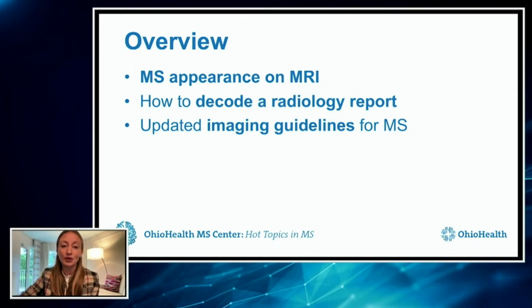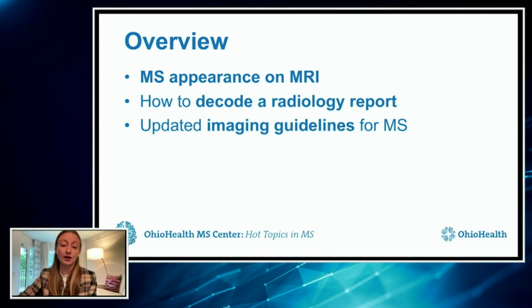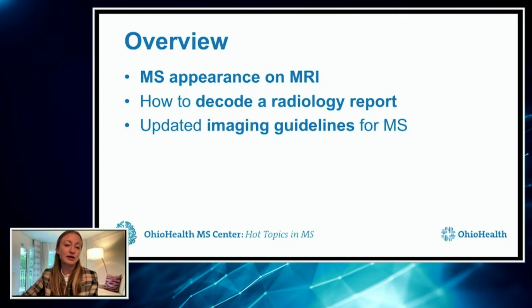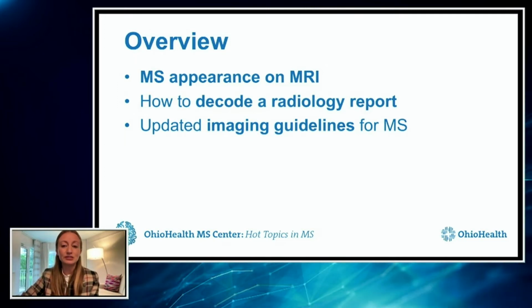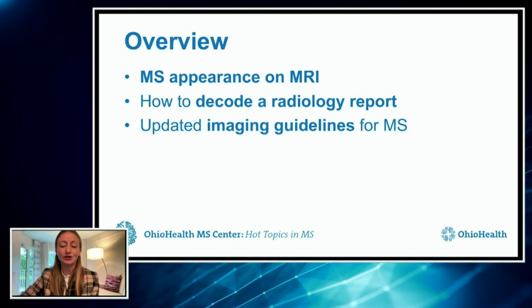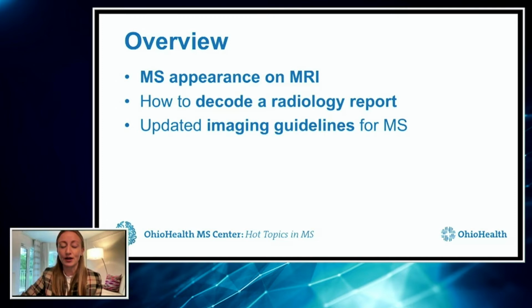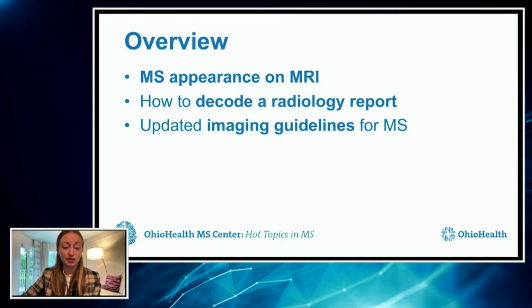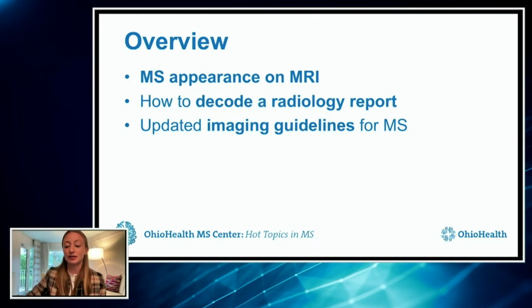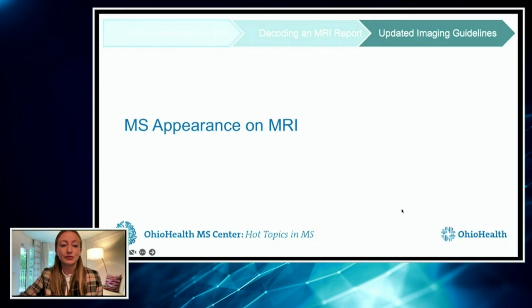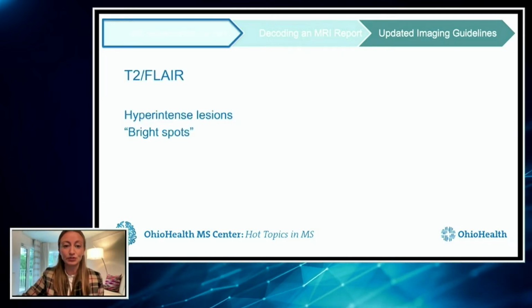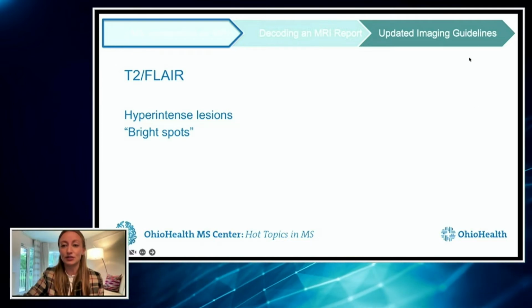The first is how we expect MS to look on MRI. So we're going to go through different sequences of MRI and see how we would expect MS lesions to look on different sequences. Then we're going to look at some radiology reports and try to understand the language in a radiology report and make it make sense to us personally. And then finally, looking at some updated imaging guidelines for MS that came out last year. So first, looking at the MS appearance on MRI, we'll start with T2 and FLAIR sequences.